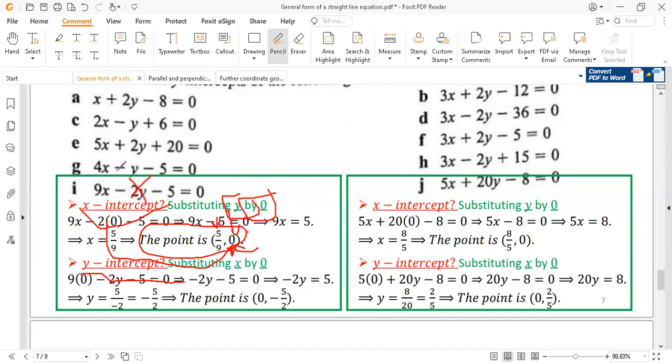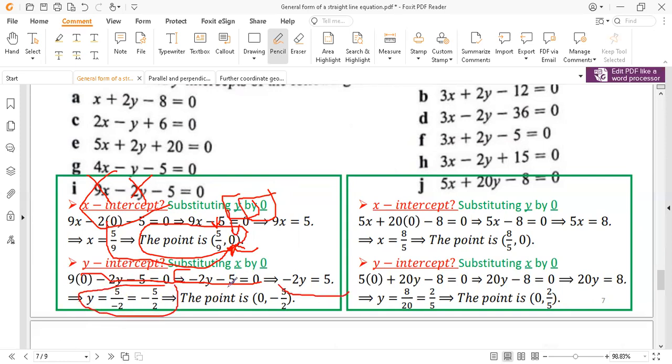For the y-intercept, we substitute x equal to 0. In the same way, we negate 9x, because when x equals 0, 9 times 0 is 0. So we obtain minus 2y minus 5 equal to 0. In this way, we have a linear equation with one unknown, easy to solve. So minus 2y equal to 5 and y equal to 5 over minus 2.